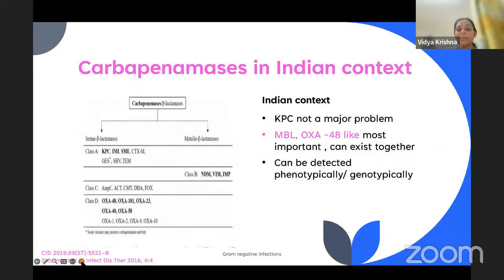So what are the carbapenemases in the Indian context? Here again, as I said, KPC is not a big problem at all in India. Most of the Western guidelines and literature will talk about antibiotics for KPC. In India, most centers do not report KPC at all. So we can almost forget it unless your center has a problem with it. MBL and OXA-48 are the two main enzymatic mechanisms that we need to worry about. This can be detected in many ways, by either phenotypic or genotypic methods. I think your microbiologist should be able to help you with that.